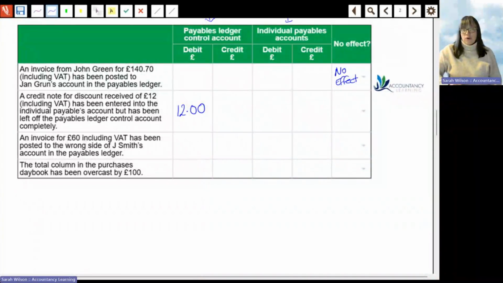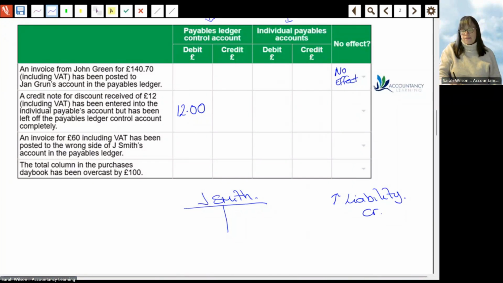An invoice for £60 including VAT has been posted to the wrong side of J Smith's account in the payables ledger. So if you look, we'll have J Smith here and an invoice. So that would increase our liability. So it should be a credit, has been posted on the wrong side. So it's actually sitting on the debit.